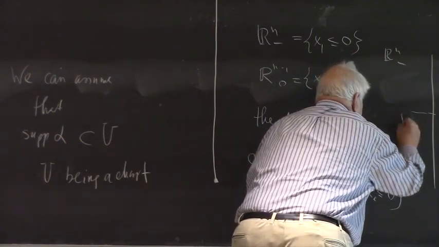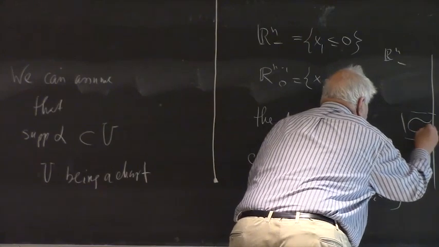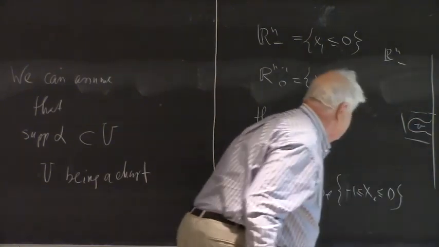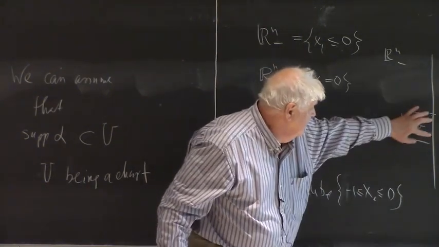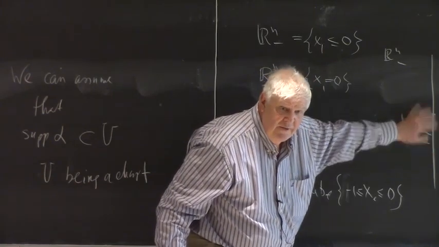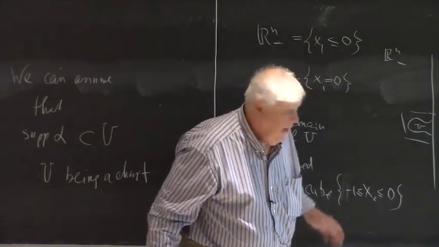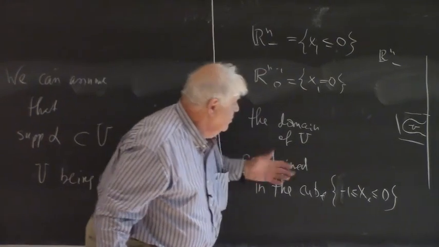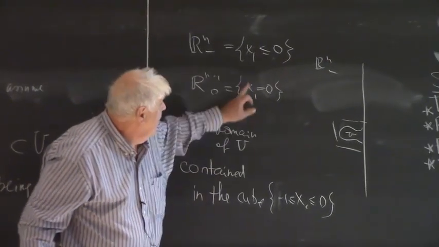This is my cube, and U may be like this. The domain may be like this. So it can touch only this face. All the other faces certainly are disjoint from U simply because U is open in R^n minus. Is that okay?